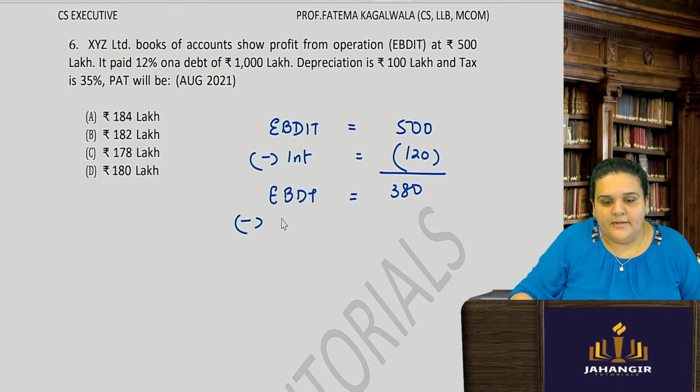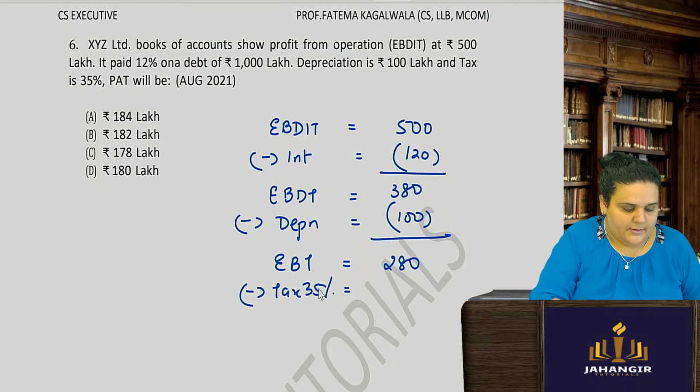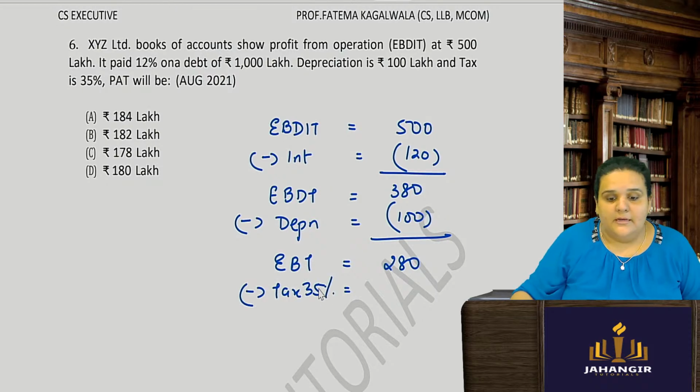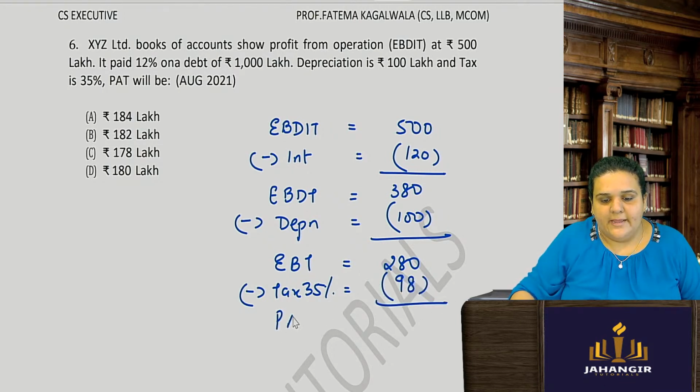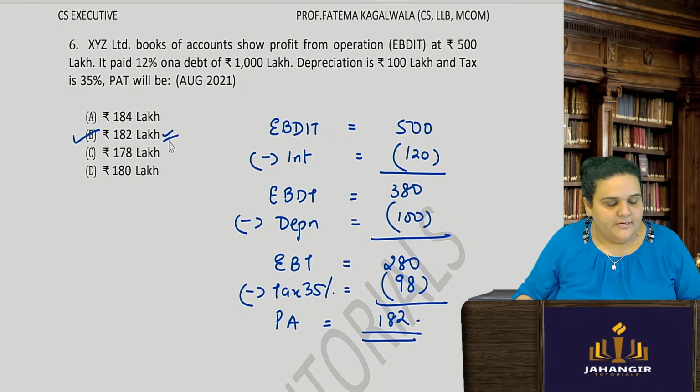If I will subtract my depreciation, which is given to me 100, this will be EBT, earnings before tax, 280. Minus tax, tax is 35%. 280 into 35%, 98. So profit after tax will be equal to 182. 182 lakhs. Easy. Profit after tax only they ask.